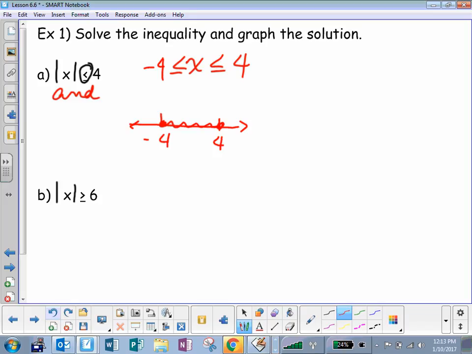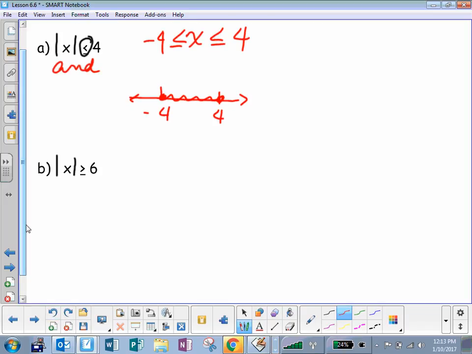So the first thing you want to identify is and or or, and then what kind of point we're going to use, open or solid. All right, what about this next one? An and or an or statement? This is an or. So when we do our two cases, x is greater than or equal to 6, or x is less than or equal to what? Remember, our two cases means we flip the inequality and we change the sign.